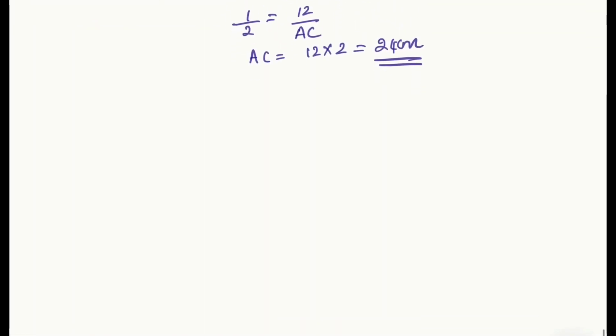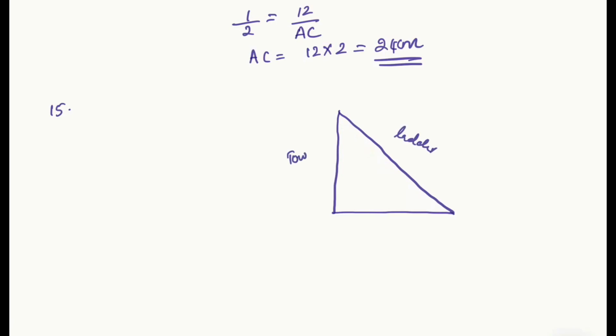Now coming to the 15th question. It's number 15. A ladder is placed against a vertical tower. So it makes an angle. So let me consider this is the tower, and this is the ladder. You all know how we keep the ladder. Okay, we keep it like this. So let this be the ladder and this is the tower, vertical tower. Okay, so I'll consider AB as the tower and AC as the ladder.